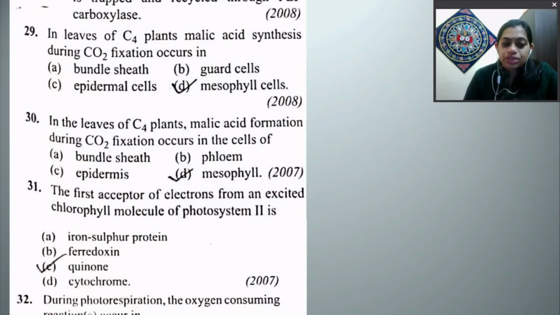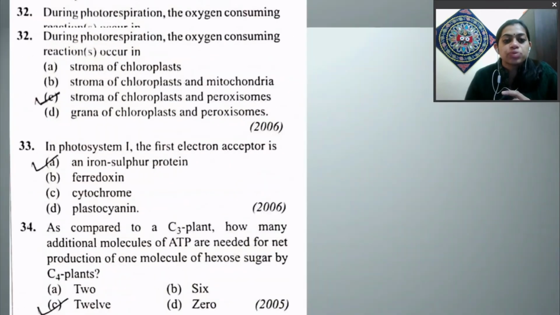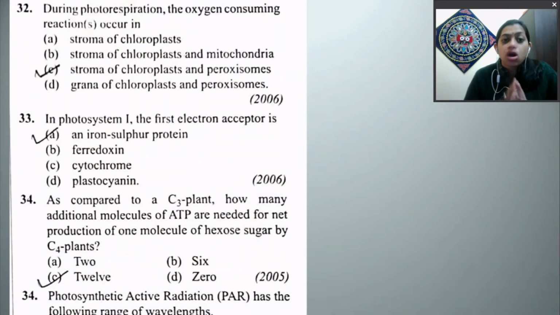During photorespiration, the oxygen consuming reactions occur in stroma of chloroplast and peroxisome. That means photorespiration. We are talking about photorespiration. Right, so C is the correct answer.